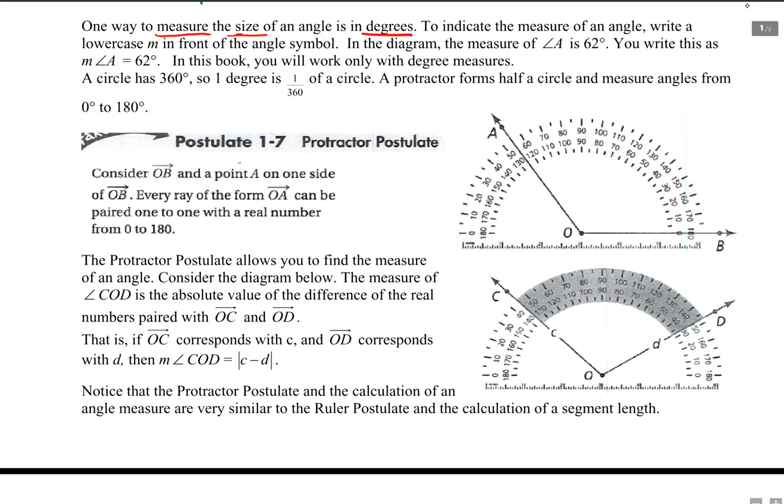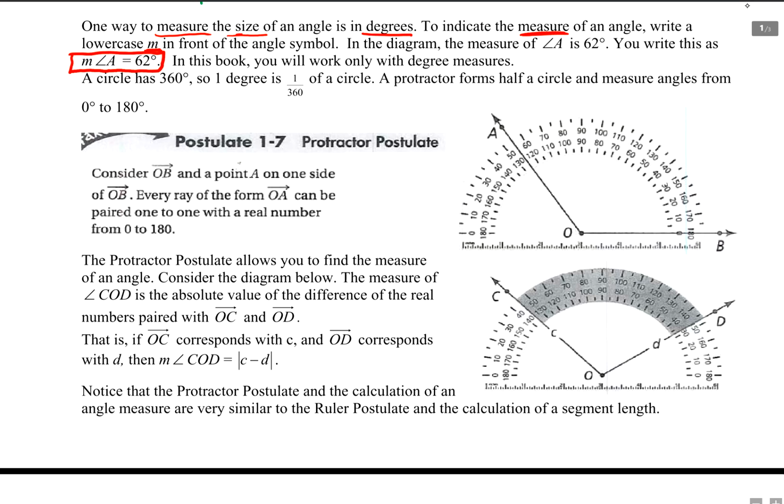To indicate the measure of an angle, we use a lowercase m in front of the angle symbol. So if we are talking about angle A and its measure is 62 degrees, we write the measure of angle A equals 62 degrees. Anytime you are talking about a number, you will have that m there. The measure of that angle is some number.